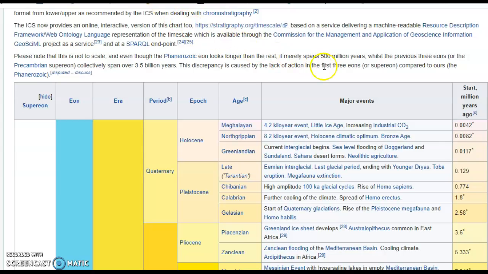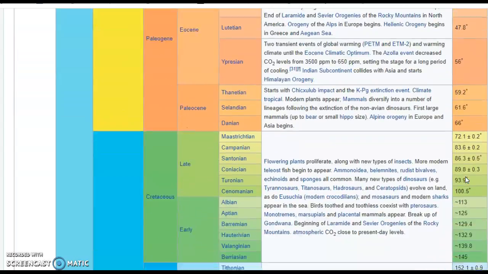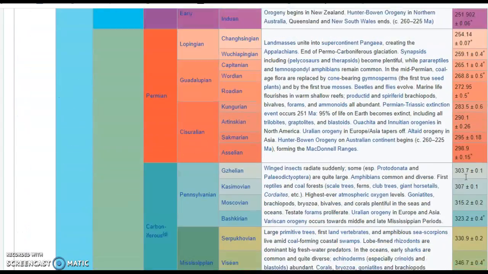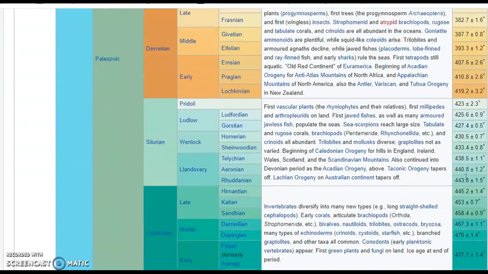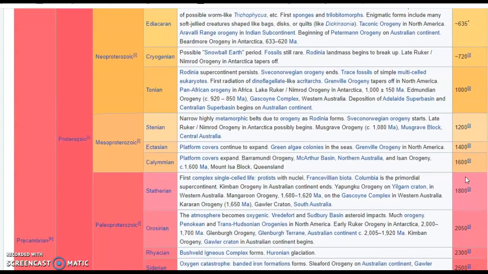So if I click back over here on this timeline, this is in millions of years ago. So I'm going to find the 1,071 number over here. Where does my 1,071 number fall? So I have to keep scrolling down until I get into the billions. So now I'm in an area where I can say 1,071 falls between these numbers here.